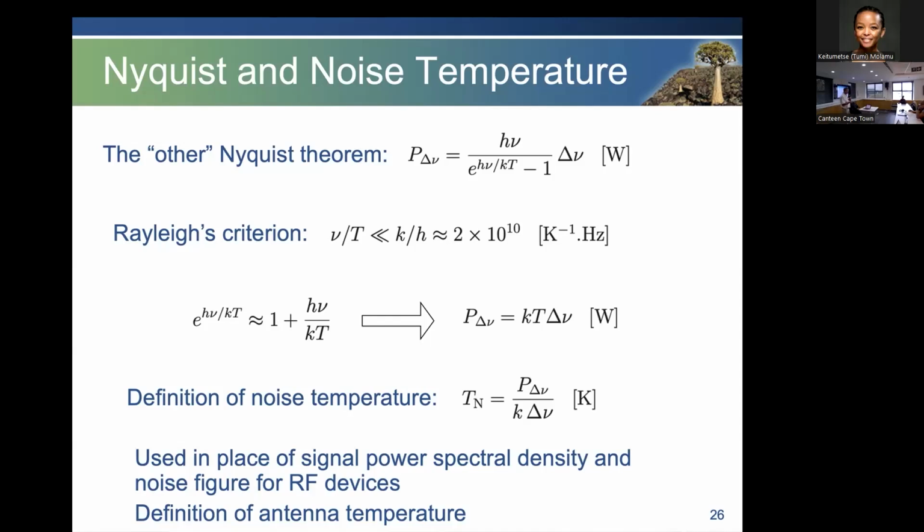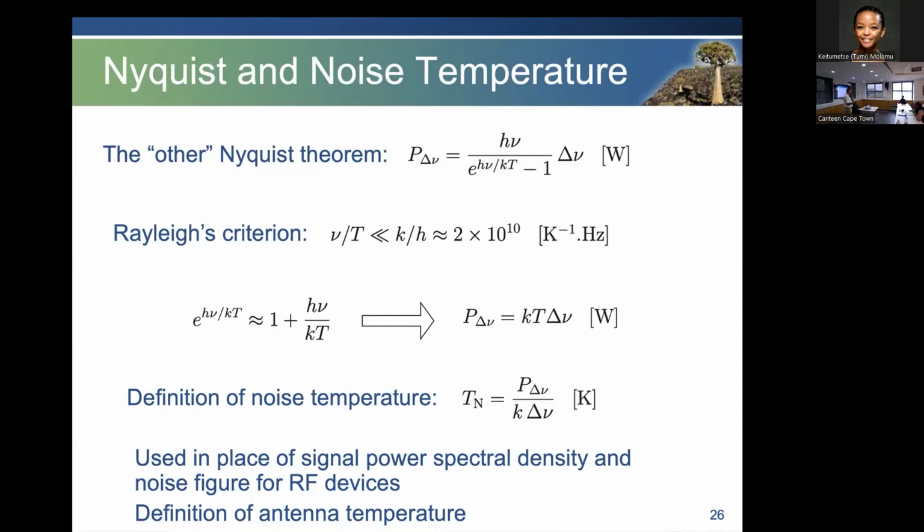Now, just like we did with brightness temperature, we can say how much power is going to come out of a resistor. Let's turn that around and define a thing called noise temperature to be the power in a signal divided by Boltzmann's constant and its bandwidth. And that will end up as what we call a noise temperature in kelvins.